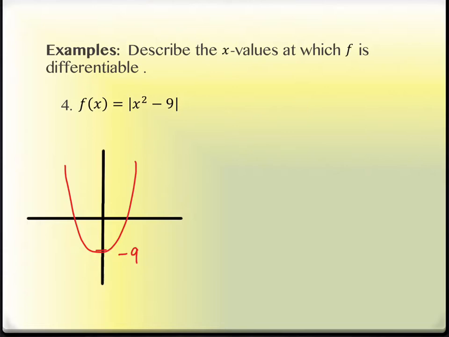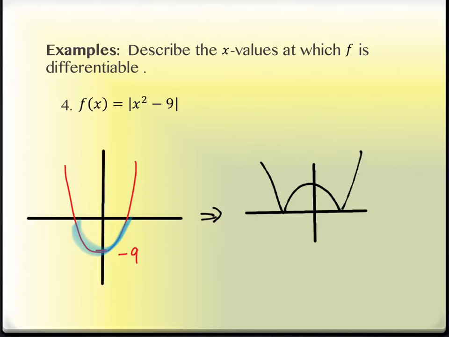Now what the absolute value of something does is it takes everything that's negative and flips it up and makes it positive. So in a very real sense, this graph would become a graph where it's coming down and then it has this loop up and then it comes back up from the other side of the parabola. That's the shape of it.